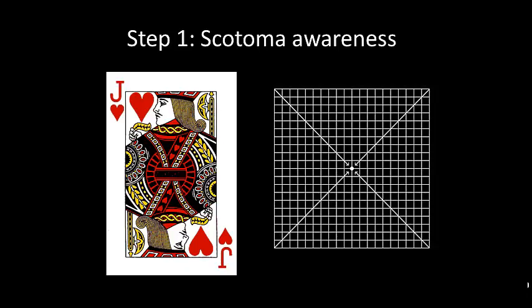Often the visual system will fill in the scotoma, and the patient may not necessarily be entirely aware of the boundaries of their scotoma. They need to know where the scotoma boundaries are so that they can eventually, with eccentric viewing training, move that scotoma out of the way.